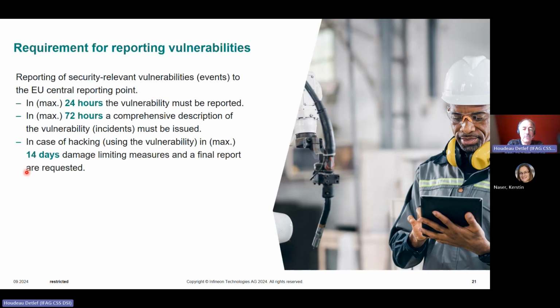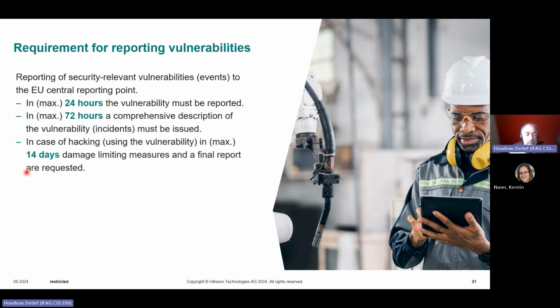Requirement for reporting vulnerabilities. Reporting of security-relevant vulnerability events to the European Central Reporting Point. Within 24 hours, the vulnerability must be reported. Within a maximum of 72 hours, a comprehensive description of the vulnerability must be issued. In case of a hacking, within a maximum of 14 days, damage-limiting measures and a final report are requested.